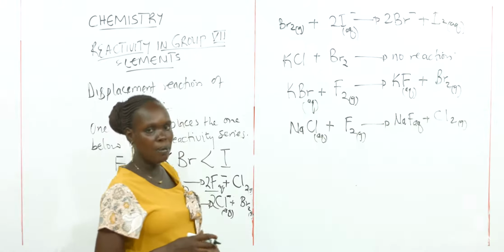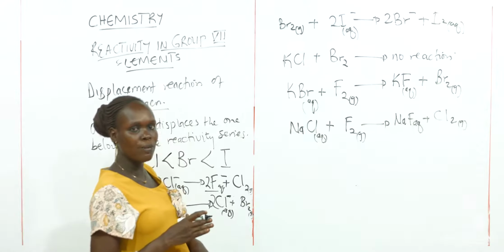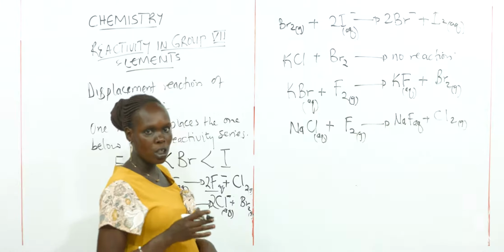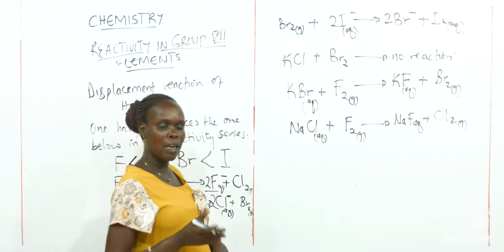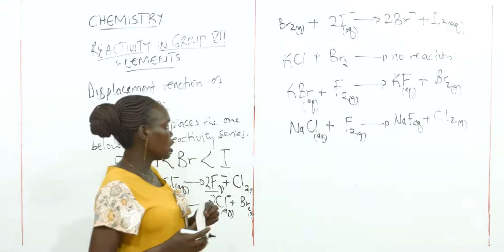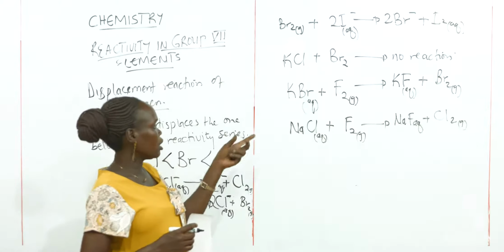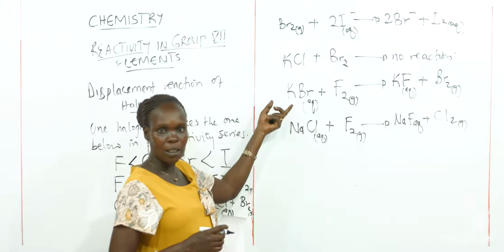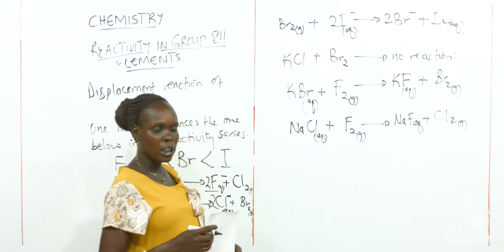So learners, you have seen these examples, and they show clearly how the displacement reaction happens. The reactivity decreases as we move down the group. In the reactivity series, fluorine comes before the three elements, which are chlorine, bromine, and iodine. So these examples show clearly that the displacement reaction displaces those which are least reactive, those below in the reactivity series.